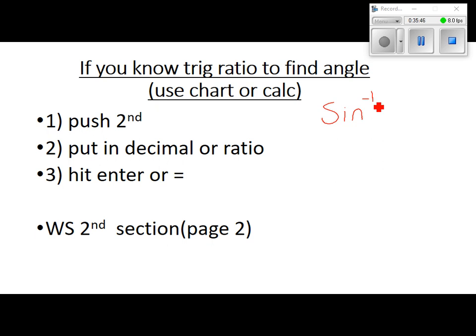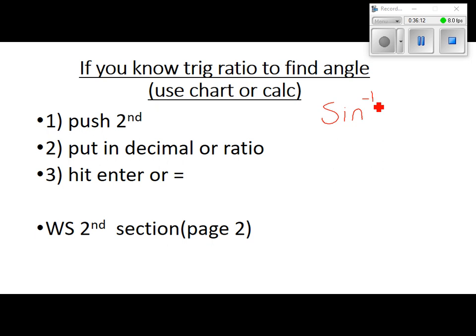What this is doing, when it says sine, cosine, or tangent with -1 as the exponent, it's telling the calculator to do the reverse. So instead of finding the sine, now what we're going to do is use the sine. We're going to know the sine, and we're going to use that to find the angle measure.